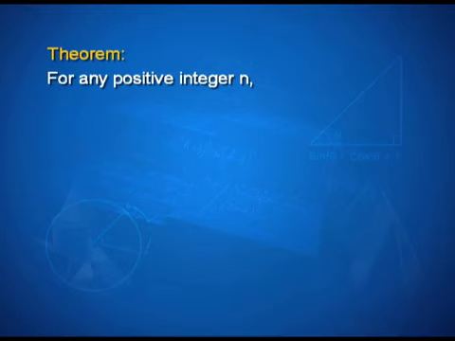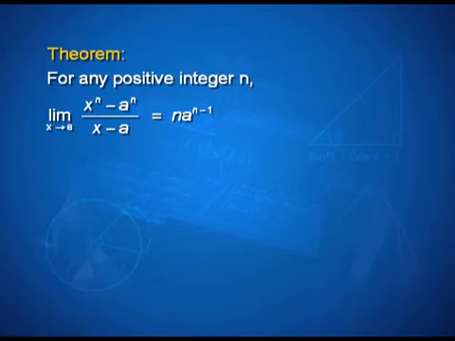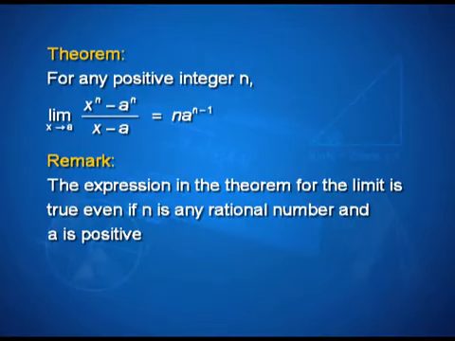For any positive integer n, limit of x to the power n minus a to the power n upon x minus a as x tends to a can be written as n into a to the power n minus 1. Here, an important remark: the expression in the theorem for the limit is true even if n is any rational number and a is positive. Now, let us solve an example using this theorem.